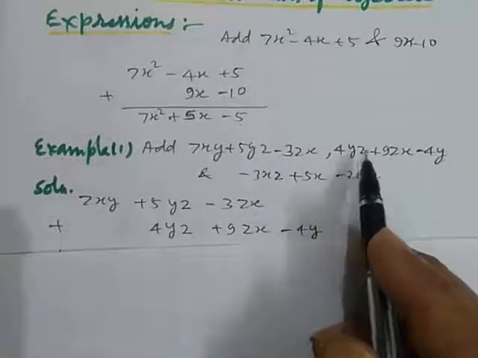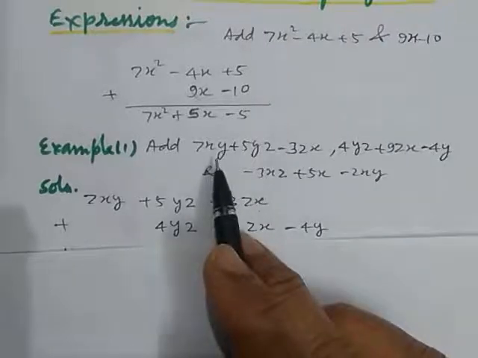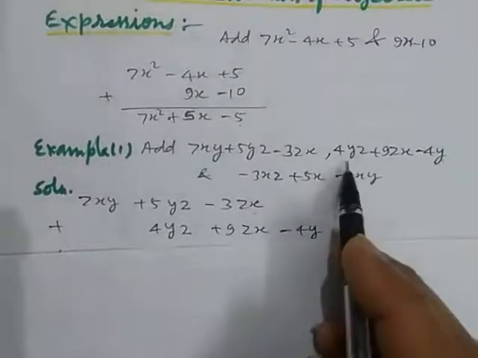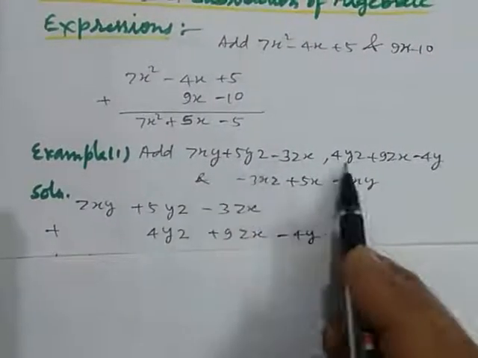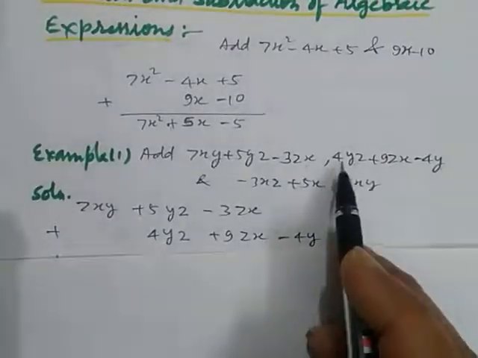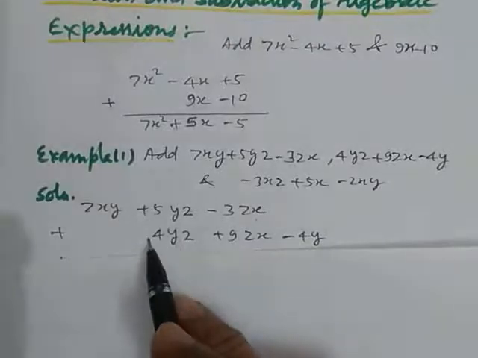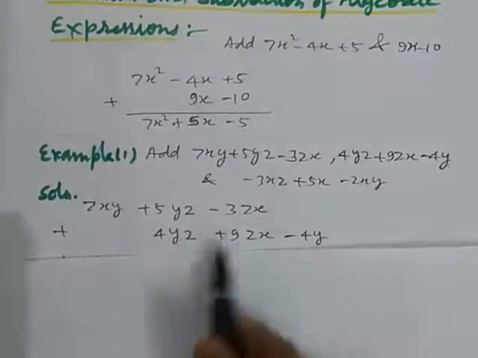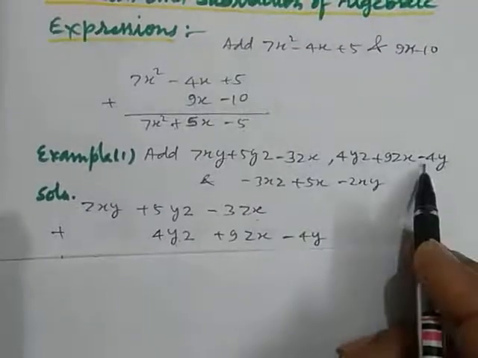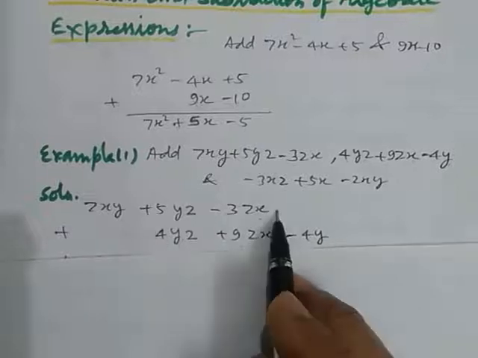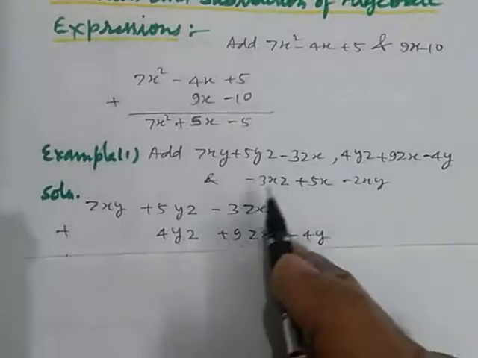Keeping this fact in mind, we put like terms together below one another. Here this term does not contain the variable xy, so we leave it blank here. Now 4yz, this is 5yz, so these are like terms, so we put it here. 9zx, and here is the zx, so we put 9zx below this. Now minus 4y, here there are no y terms, so we put minus 4y separately.